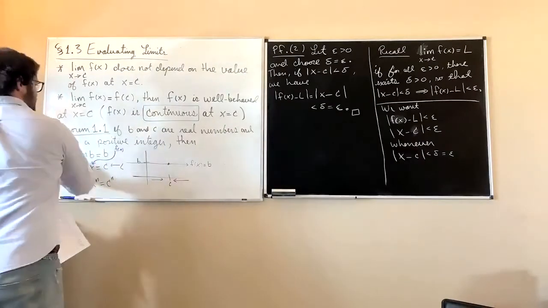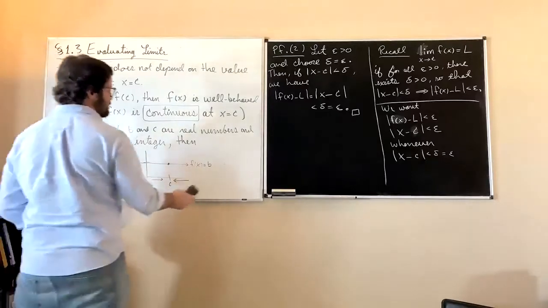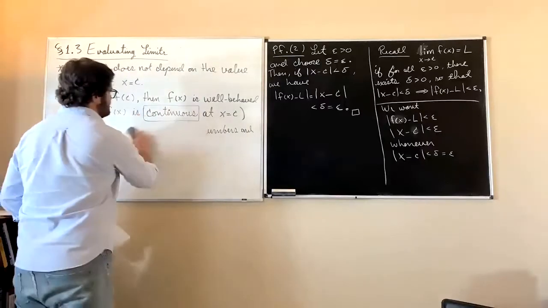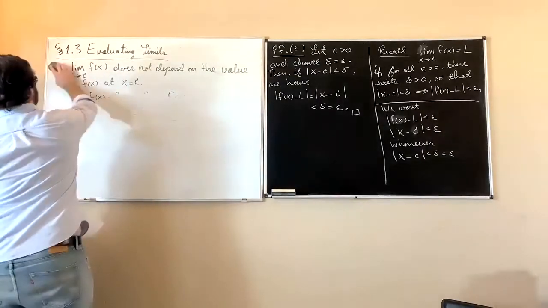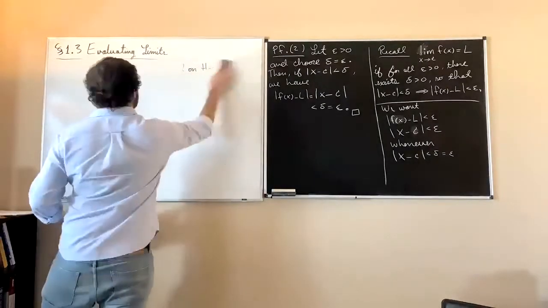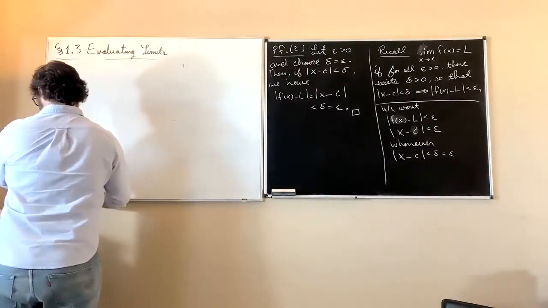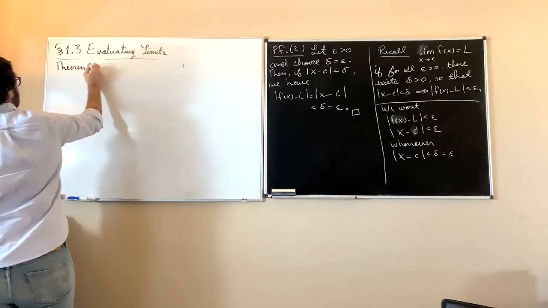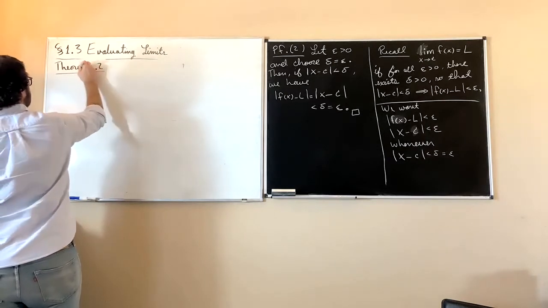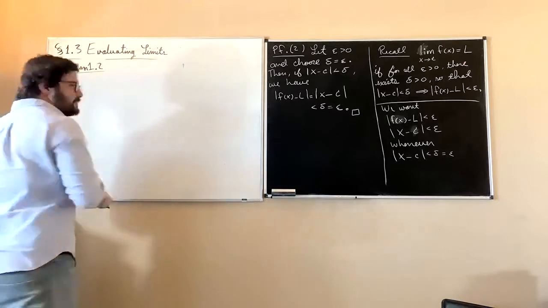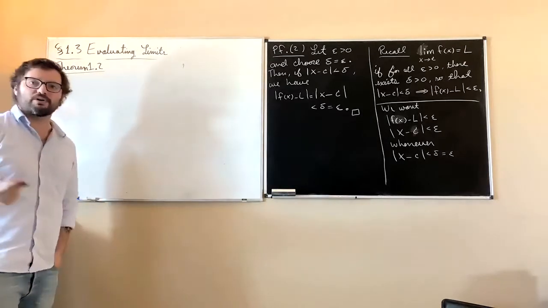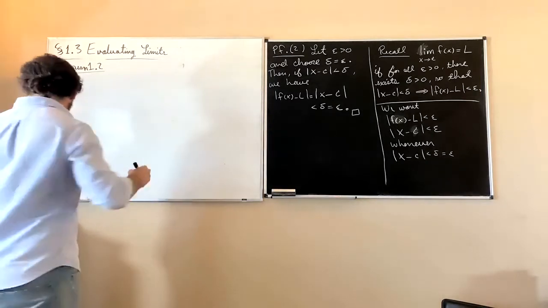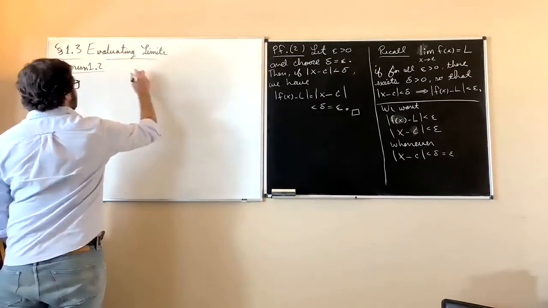Okay. So next, we're going to look at Theorem 1.2. You can think of these as the basic properties of the operations you can do on limits. So let's state our hypothesis first.